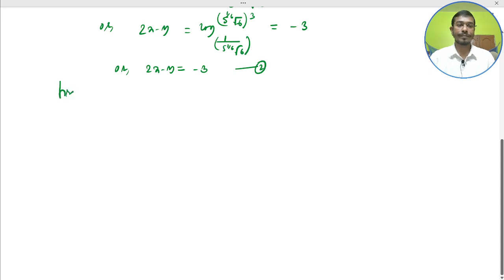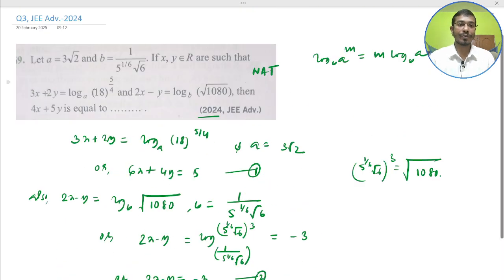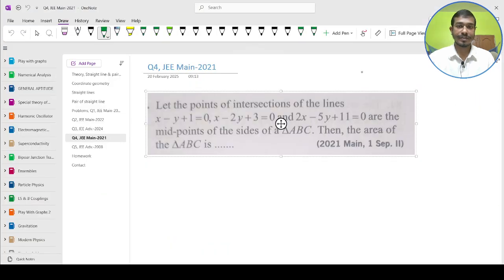So from equation 1 and 2, we would get the value of 4x plus 5y: put these values, 5 minus of minus 3, this is equal to 8. 8 would be the correct answer. So in the blank, you have to write 8. 8 should be the correct answer.